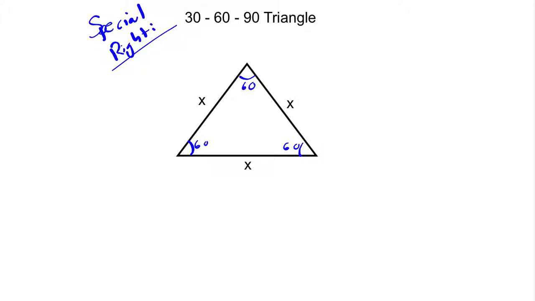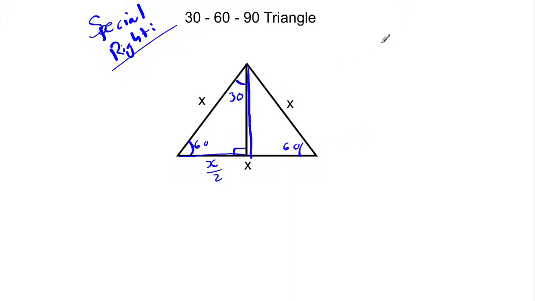What I can do now is I can take a line from here and draw it straight down. So now instead of this angle being 60 degrees, it's going to make a 30-degree angle, and that's our 30, 60, 90 right triangle. Well, this side here, this leg, is now half of x, so it's x divided by 2. So then I just need to figure out what this side is.